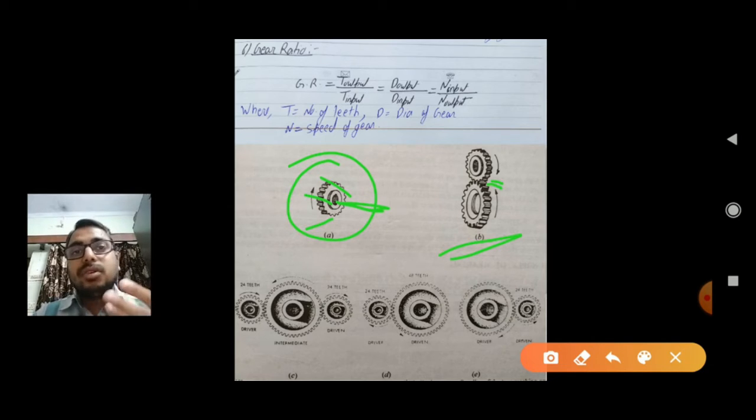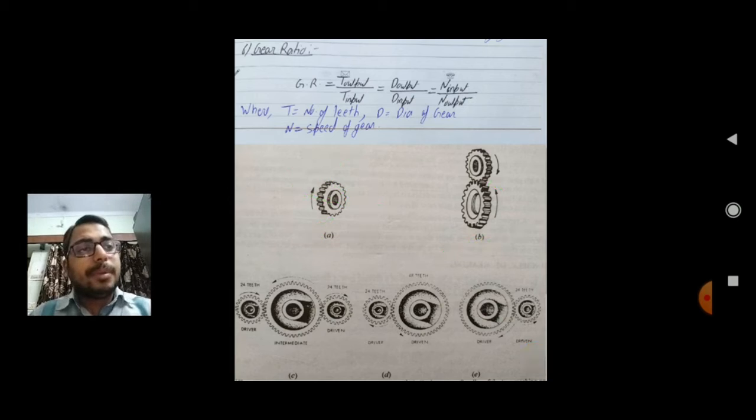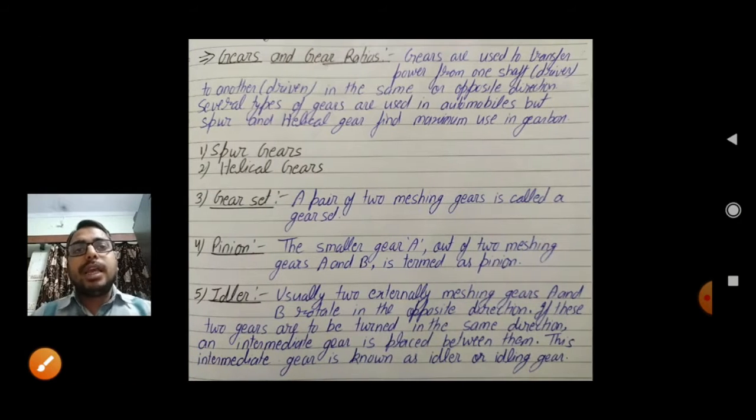If you talk about our gearbox, basically two types of gears are used. In some gearboxes spur gears are used, in some gearboxes helical gears are used, and in a few gearboxes both types of gear are used at different positions.